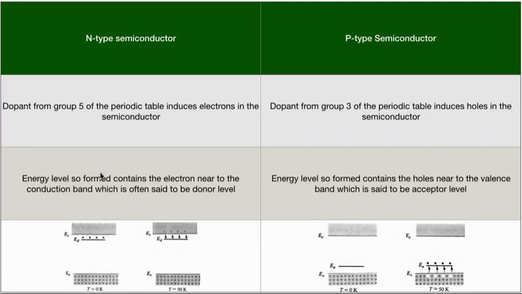Having talked about N type and P type, let's discuss more about them. Doping from group 5 of the periodic table induces electrons in the semiconductor. Doping from group 3 of the periodic table induces holes in the semiconductor. The energy level so formed contains the electron near the conduction band, which is said to be the donor level. The energy level so formed contains the hole near the valence band, which is said to be the acceptor level.